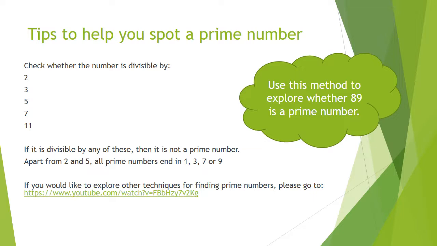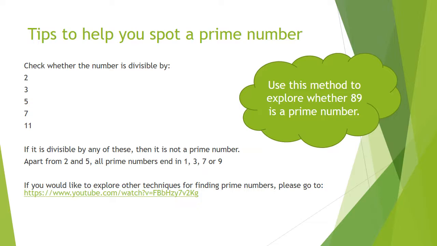I want you to have a go at using the same method to explore whether 89 is a prime number. So quickly, is it in the 2 times tables? Well, that's easy. We don't even need to do bus stop method to work that out. We know it's not in the 2 times table because it's an odd number. 3 times tables. Is 89 in the 3 times tables? Well, you might need to use a method. You might need to use another method to work it out.